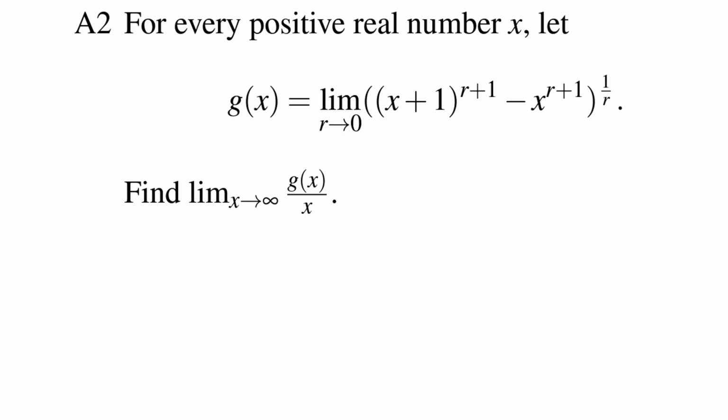Today we're going to go over Putnam problem A2 from 2021. Here's the problem. We're trying to find the limit as x goes to infinity of g of x over x, where g of x is itself defined as a limit of this difference.